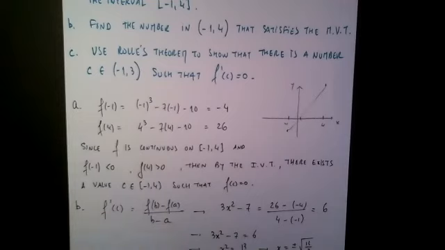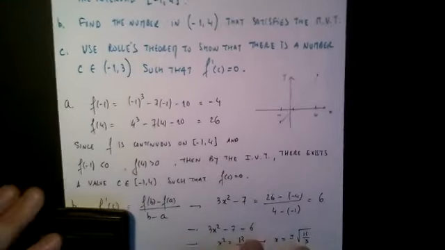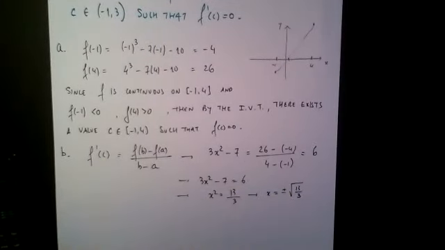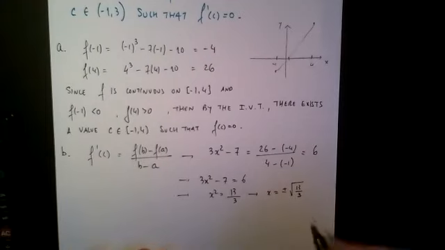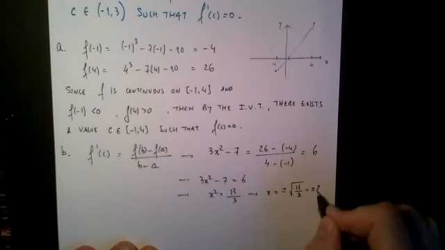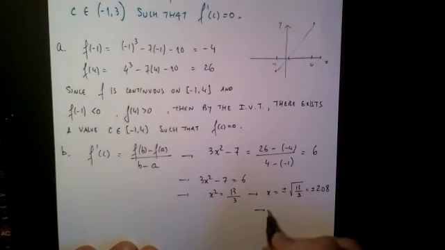And of course, negative 13 over 3 square root is... Sir, can you lower the page, please? Oh, thank you, sorry. 13 over 3 square root. Yeah, so it's plus or minus 2.08. Okay, so the only value that fits into -1, 4 is x is 2.08.